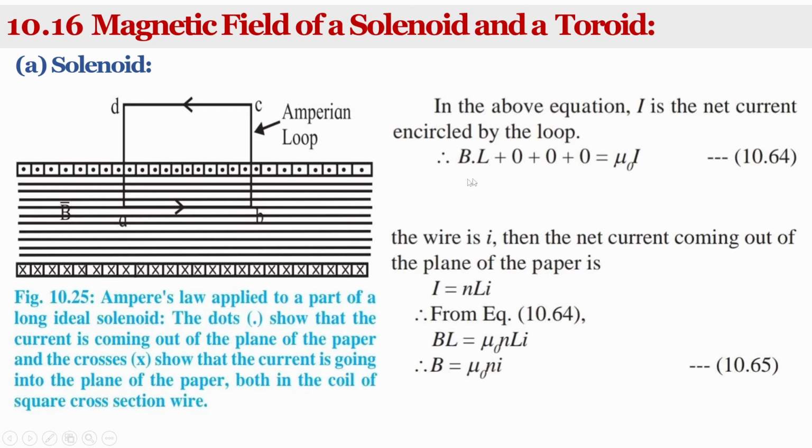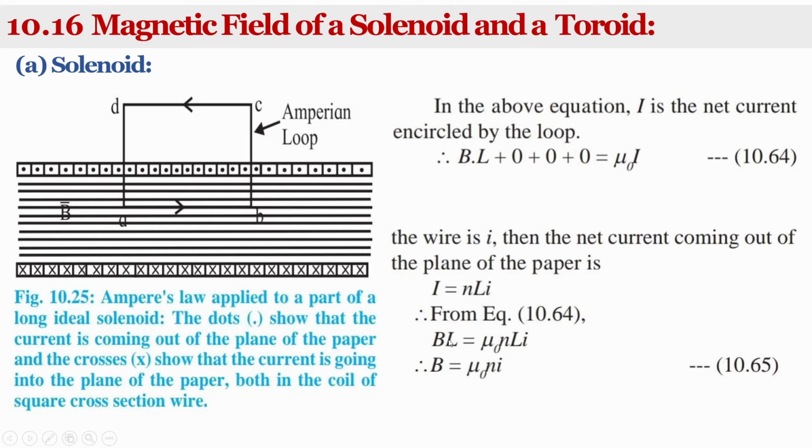So we get B L equals mu naught I. If the current I is flowing in the wire, then the net current coming out of the plane of the paper is capital I equals N L I. We can substitute the value of I in that equation.